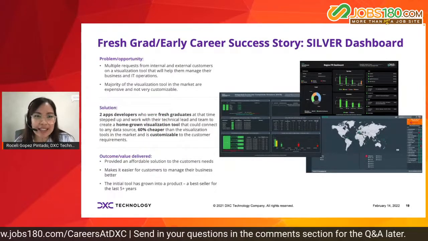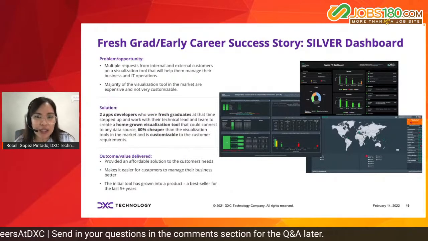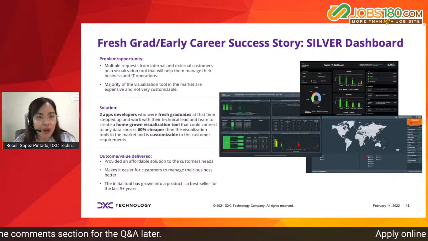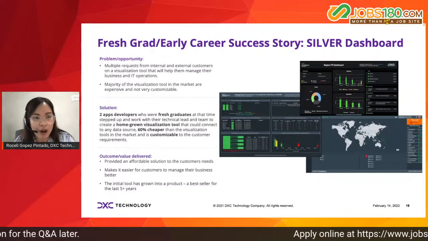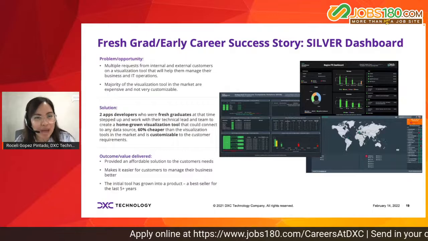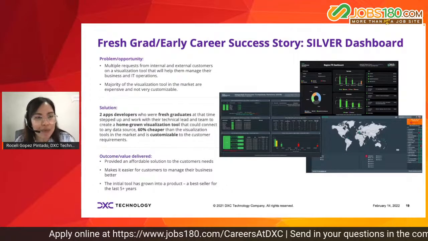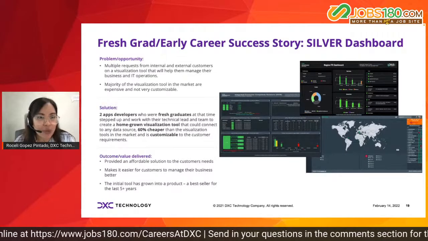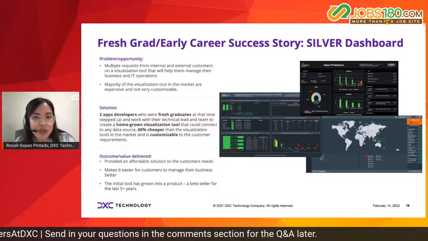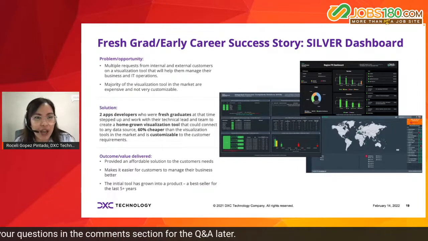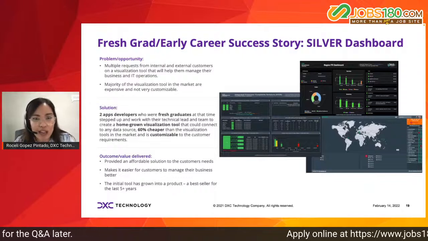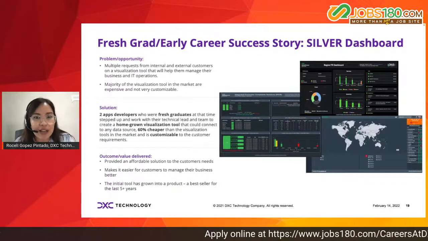So the first success story is what we call a silver dashboard. This is actually one of the teams that I was managing two to three years back, when I was managing the automation team. What we noticed is that we have a lot of requests from internal and external customers for a visualization tool, like a dashboard. This helped them manage their business and IT operations, and with one look at the dashboard, they would know the status of their operations.